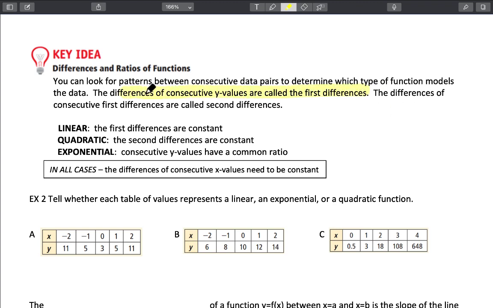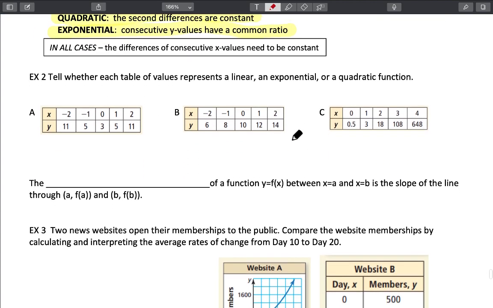The differences of consecutive first differences are called the second differences. Now, here's the point. If we have a linear function, then our first differences will be the same. They will be constant. It will be a linear function. If the second differences are constant, then it will be a second degree polynomial. It will be a quadratic function. If there are consecutive y values that have a common ratio, not differences now, but a common ratio, then that function will be exponential.